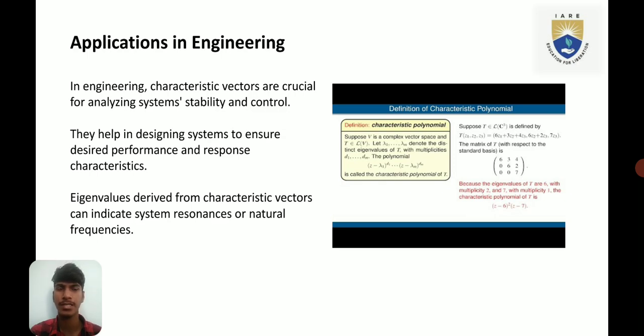Definition of characteristic polynomial. Suppose V is a complex vector space and let lambda 1, lambda 2, ..., lambda n denote the distinct eigenvalues of T with multiplicities. The polynomial (z minus lambda 1) to (z minus lambda n) is called the characteristic polynomial of T.